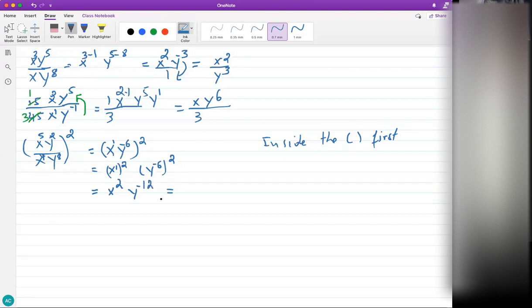And the final step here is, what is the final step? You bring the top one to the bottom. That's right. This is a negative power. You have to move it to the other side to make it positive. If it's not a fraction, you can just put it over 1 like this. And this will be x2 over y12.